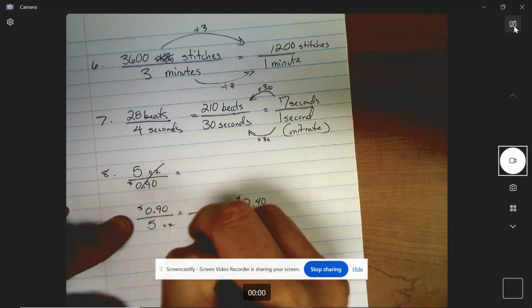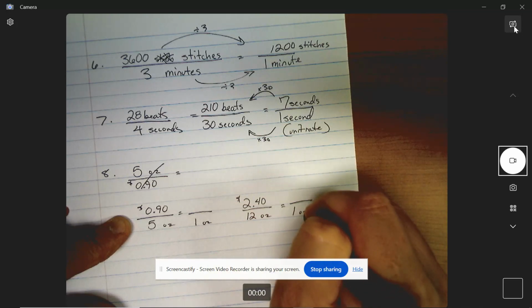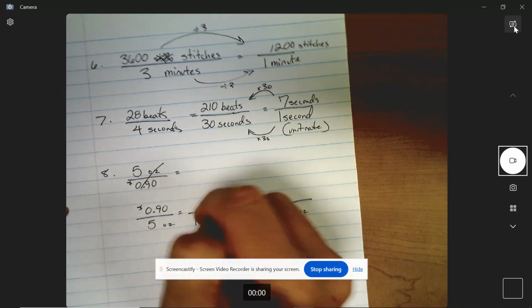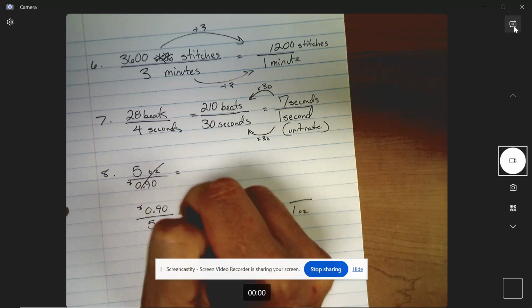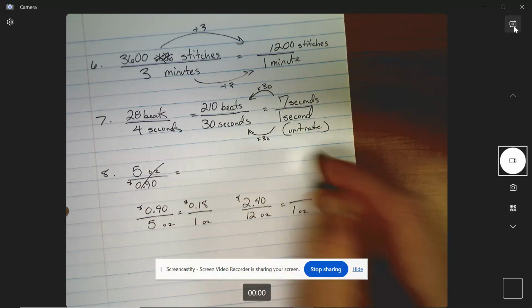And I'm going to put these both in unit rate. And I'm going to go ahead and give you, well, we don't really need a calculator for that, do we? What's 90 divided by 5? Correct, 18. Good job. And then what is 240 divided by 12?